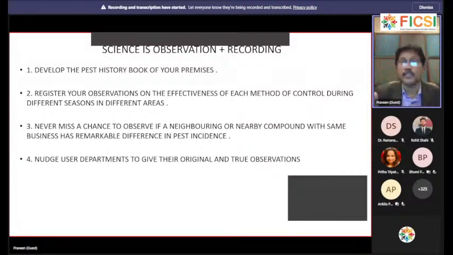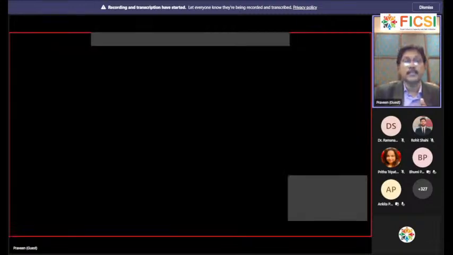Then number two is register your observations on the effectiveness of each method of control during different seasons in different areas. This is extremely important, and that is why I said that we must have the buy-in of users. Unless you register your observations, you will never be able to understand what works where. Number three, never miss a chance to observe if a neighboring or nearby compound with the same business has a remarkable difference in pest incidence. And finally, nudge user departments to give their original and true observations. If you do these things, then you control pests in a much better manner.